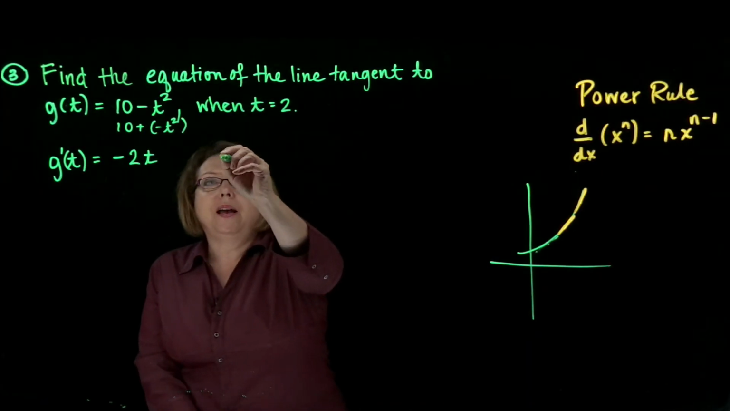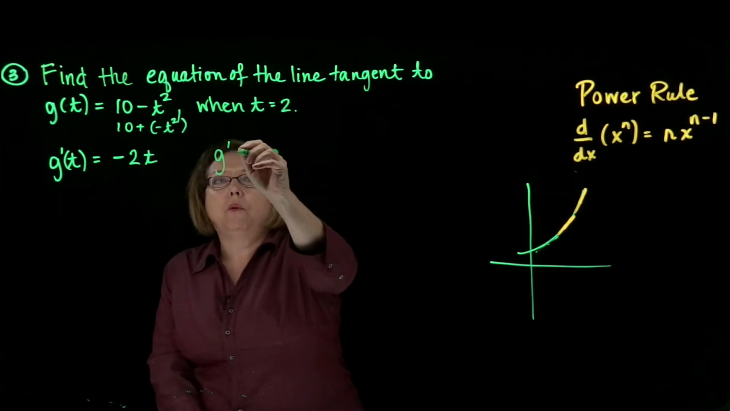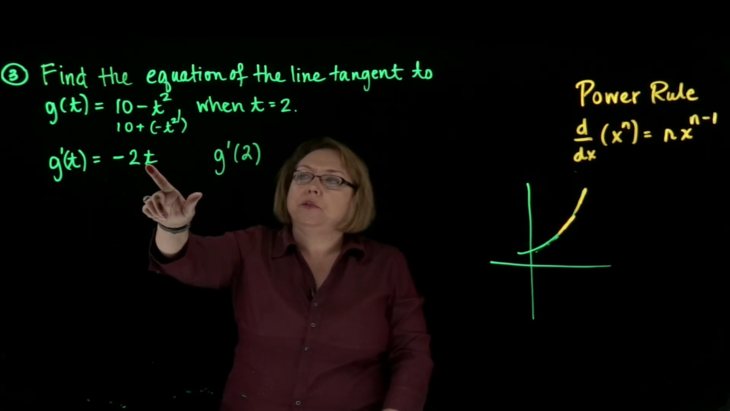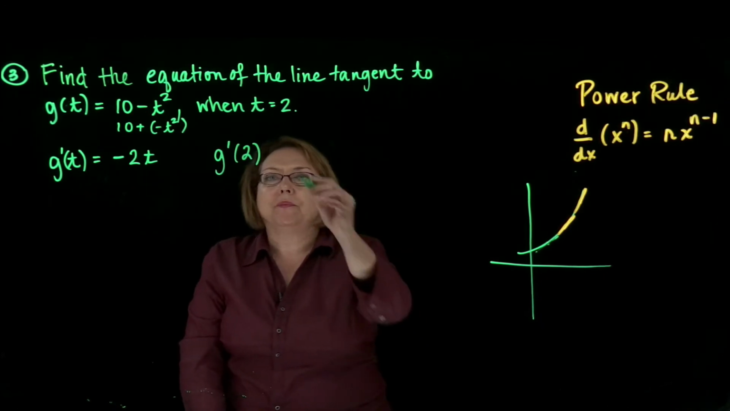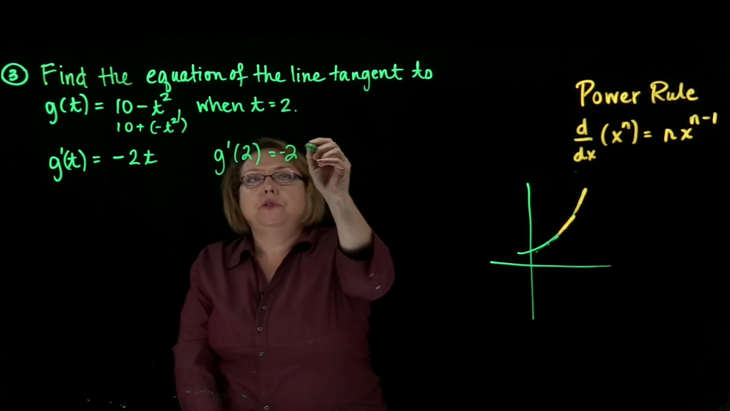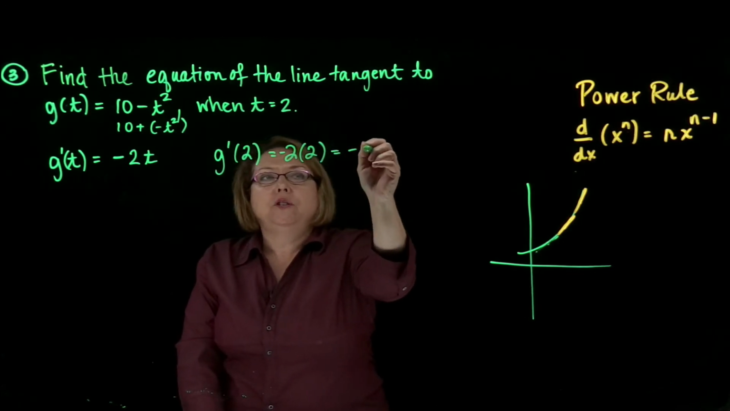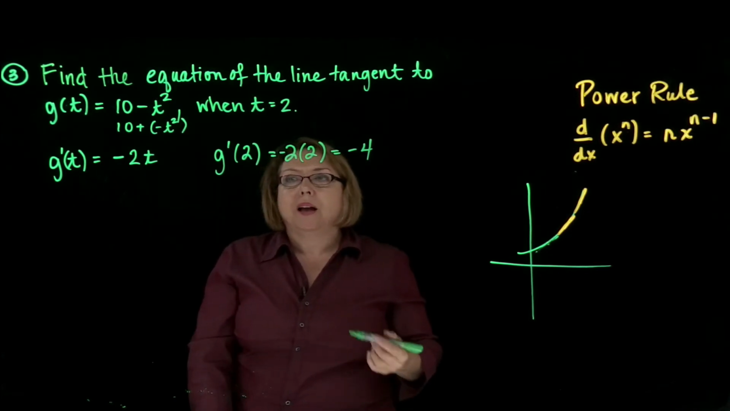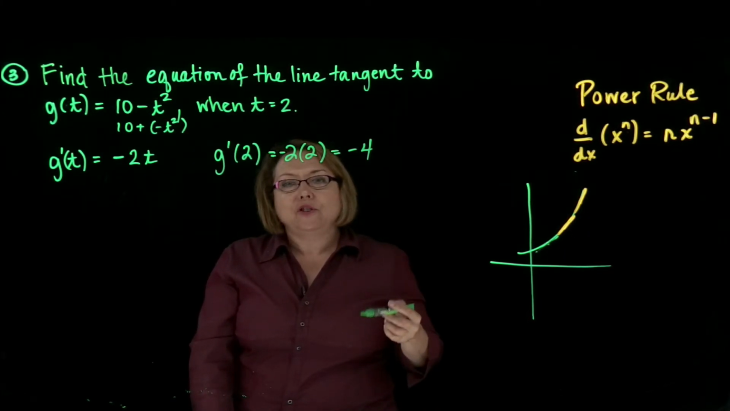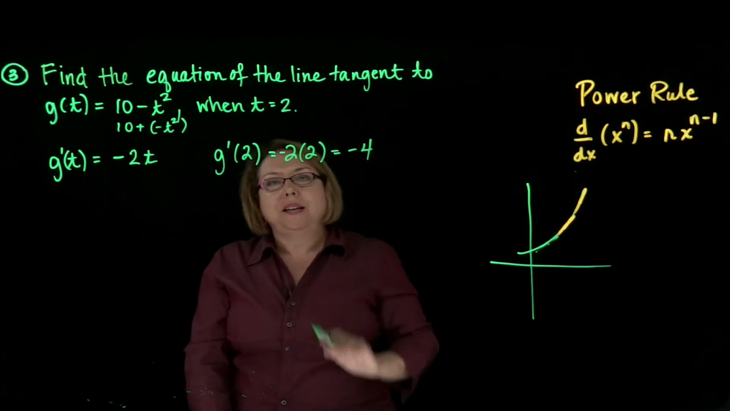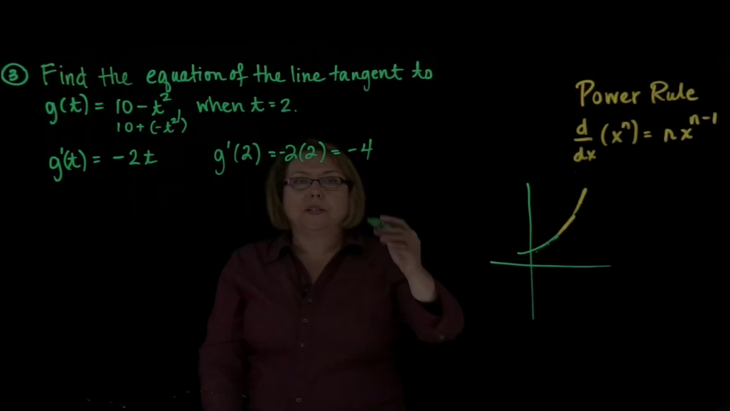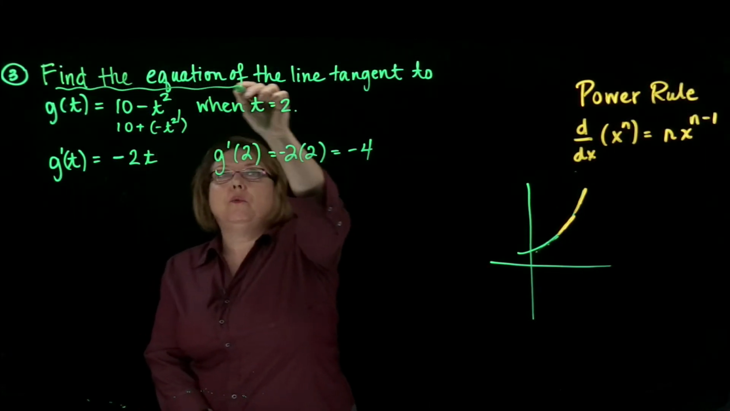Now what we want to find is what's the actual slope of that tangent line when t is equal to 2. So I'm going to replace t here with 2 in our derivative function. So we'll have negative 2 times 2, which is negative 4. So that is the slope of the tangent line when t equals 2, the line that's tangent to our function. Now the slope, but we didn't yet find the equation.